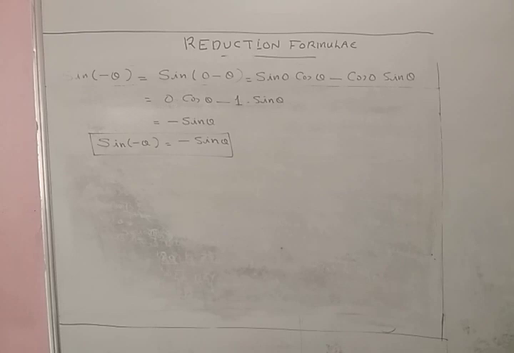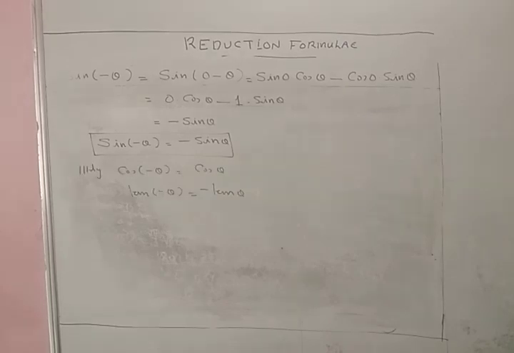Therefore, sin 0 cos theta minus cos 0 sin theta. We know the values: sin 0 is 0 and cos 0 is 1. Substitute the values 0 and 1. Therefore, we get 0 cos theta minus 1 into sin theta. After simplification, we get the result as minus sin theta. Therefore, sin of minus theta is equal to minus sin theta. This is the first reduction formula.